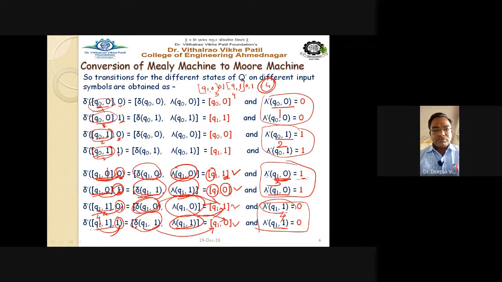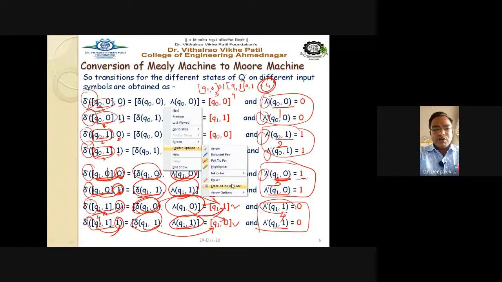Getting this point? So this is the way we have to solve. We have to find out all the delta dash transitions, and the total delta dash transitions for a newly generated state, and all these lambda dash values we have found out here. Now the next step is to write down the transition table. See how to write down the transition table. So in Moore machine, how many output columns? There is only a single output column, right?